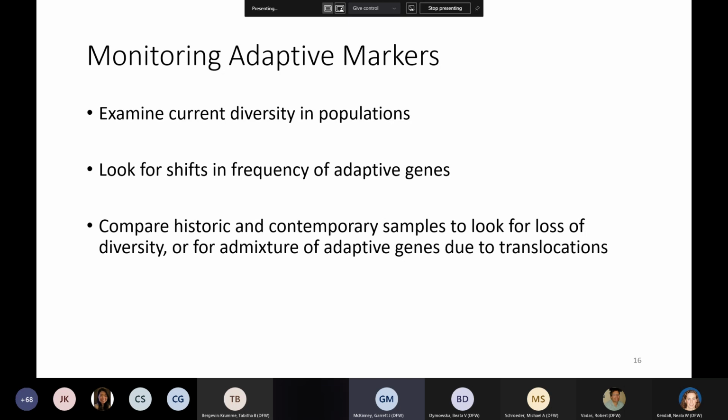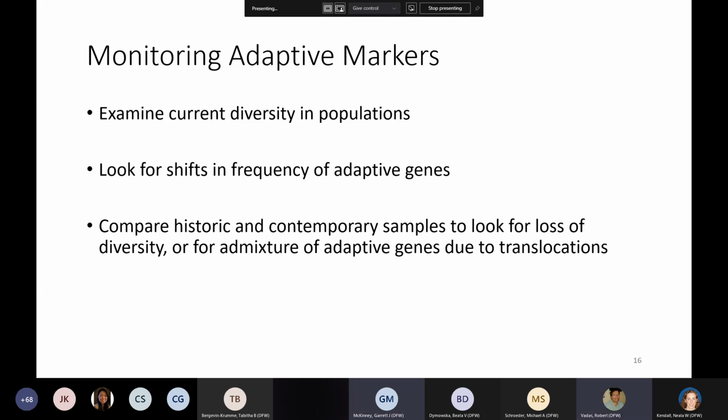Another thing we can do is compare historic and contemporary samples to look for loss of diversity or for admixture of these adaptive genes due to translocations. We can see if current populations have adaptive alleles that were not there in the past because fish have been moved around by people, either for hatchery or for fishing.